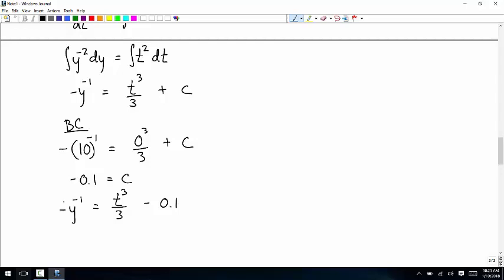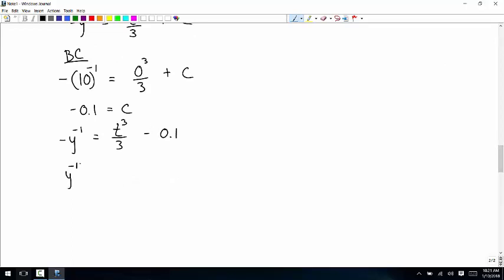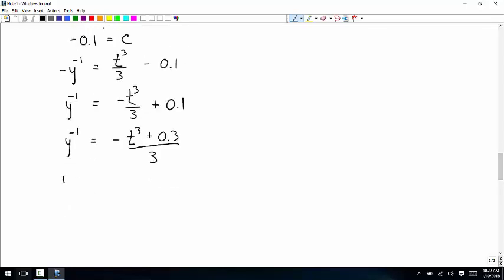Really, style-wise, it would be nice if we wrote y as a function of t. I don't care about that in this class, but you could go through the algebra. So you get y to the minus 1 is equal to negative t cubed over 3 minus 0.1. So I can write that as y to the minus 1 is equal to negative t cubed minus 0.3 all over 3. You multiply the negative to both terms. Yes. And then y as a function of time is the reciprocal of this. So 3 over 0.3 minus t cubed.